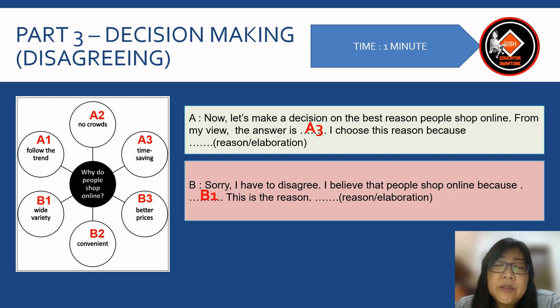Now let's make a decision on the best reason people shop online. From my view, the answer is maybe A3, time saving. I choose this reason because, then you give your reason. But candidate B will say, sorry, I have to disagree. Or you can say, I have to disagree with you. I believe that people shop online because, so here maybe candidate B or Brian wants to choose B1, which is wide variety. So you can say, I believe that people shop online because of its wide variety. This is the reason. So you give your reason or your opinion.